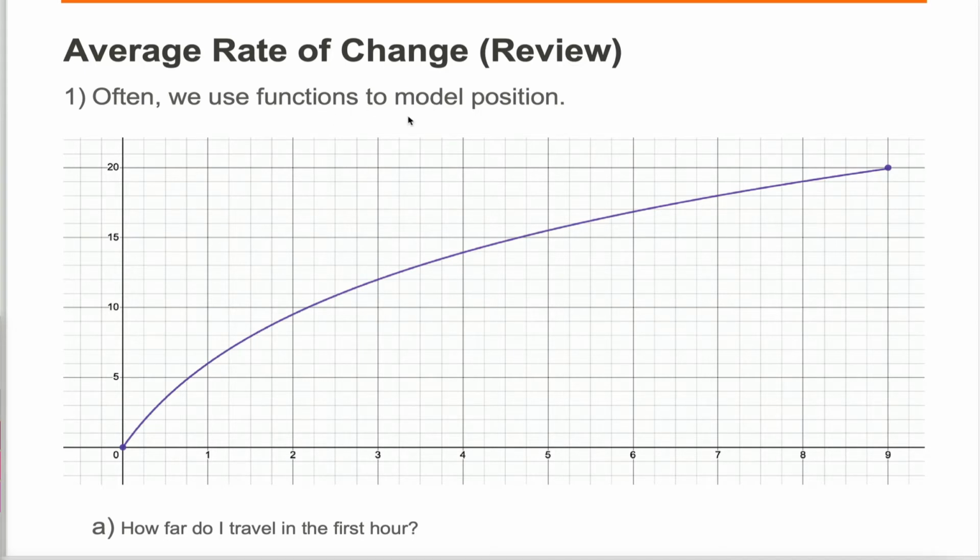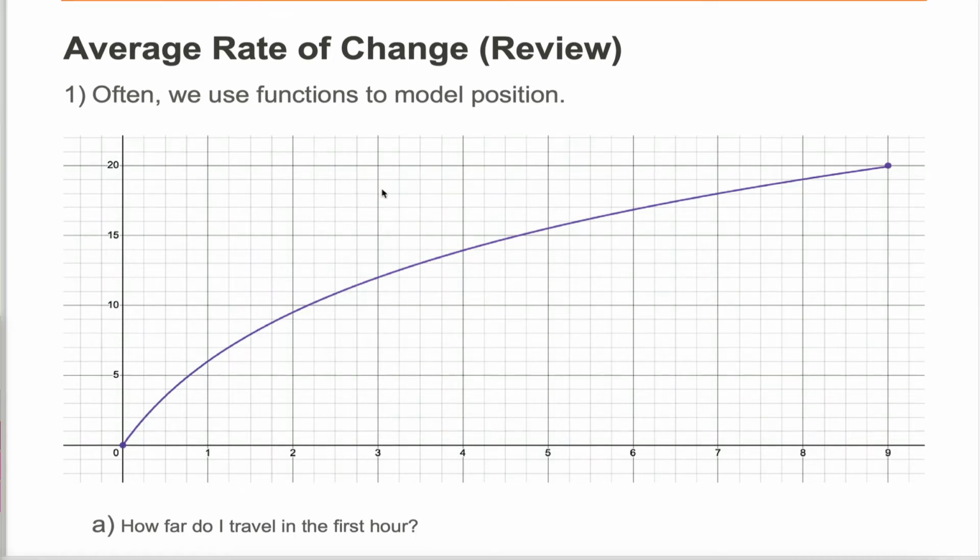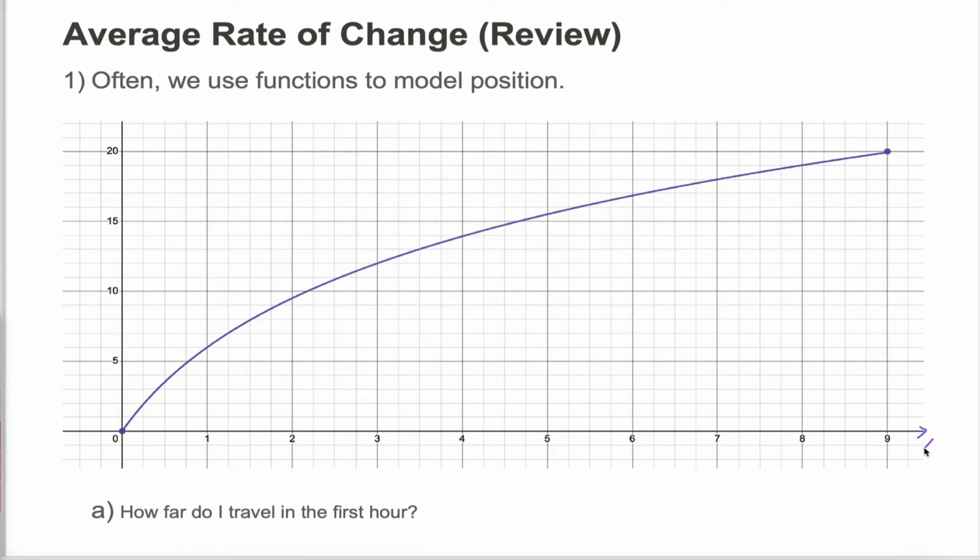So for example, maybe I'm going out for a hike and I want to keep track of my position. I want to keep track of how far I've hiked. I could model my position as a function of time. On the x-axis down here, I could track time. And on the y-axis up here, I could track my position. So I don't know, maybe these are hours and maybe these are miles. I could figure out how many miles I've walked after however many hours I'm interested in.